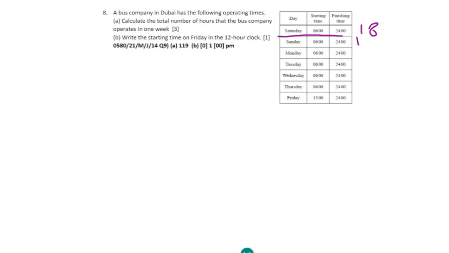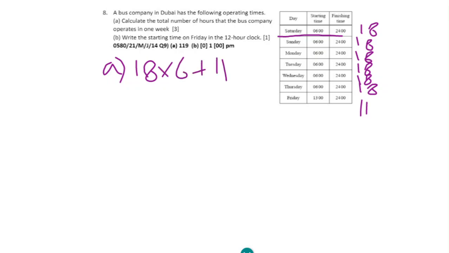Same for Monday, Tuesday, Wednesday and Thursday. But on Friday, its operation times are a little different. It starts from 13 and ends at 24. So the time difference is 11 hours. So the total time will be 18 times 6 plus 11 hours, which gives us 119.